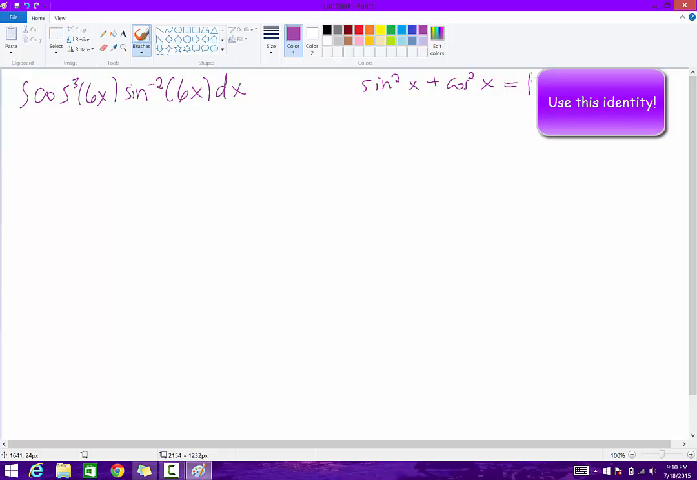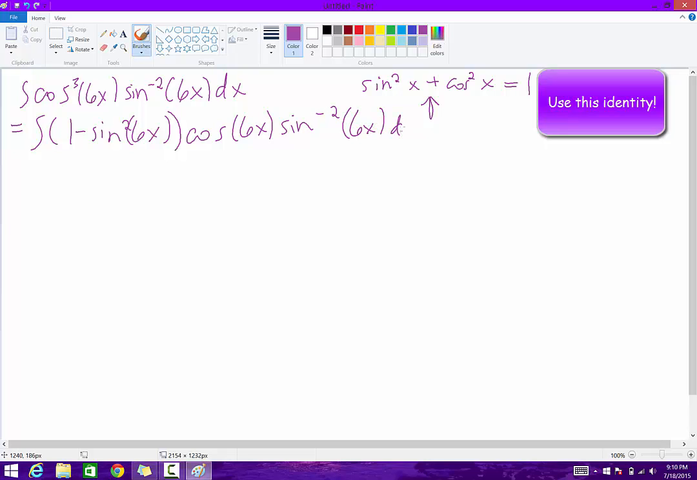We can begin by factoring out cosine of 6x and using the appropriate identity. When we do that, we would have the integral of 1 minus sine squared of 6x, pulling a cosine out of the cosine cubed, cosine of 6x, times sine to the negative 2 power of 6x dx. Now we can multiply to get rid of the parentheses.